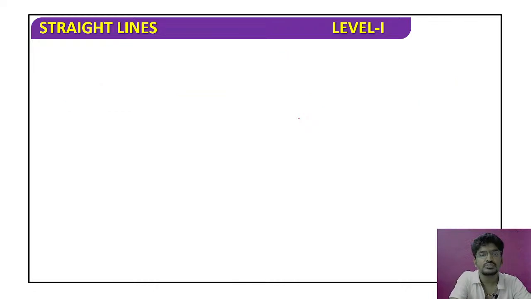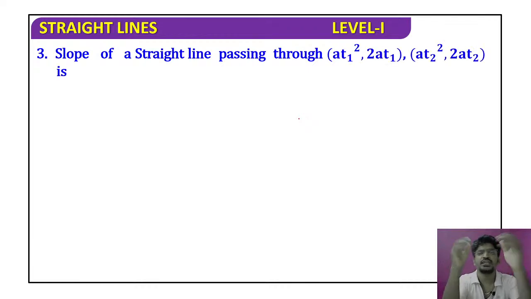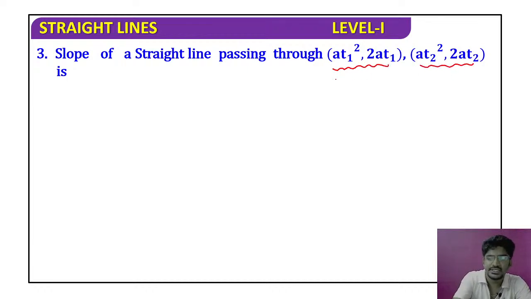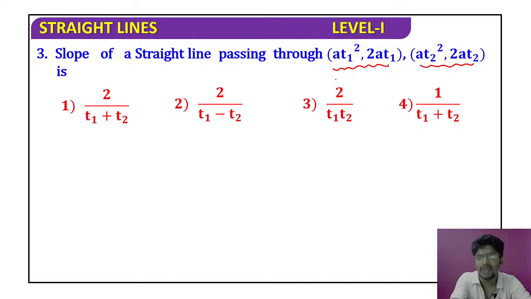That is, the slope of a straight line passing through the points (at1 square, 2at1) and (at2 square, 2at2). Find the slope of the line passing through these 2 points. See the options: 2 divided by t1 plus t2, 2 divided by t1 minus t2, 2 divided by t1 into t2, 1 divided by t1 plus t2. So they have given 2 points and you have to find the slope of that line.